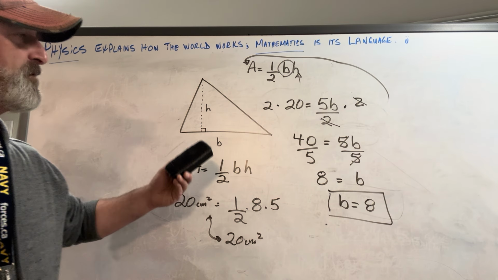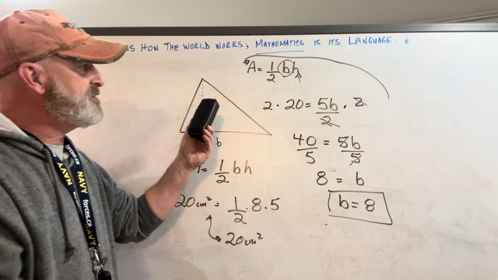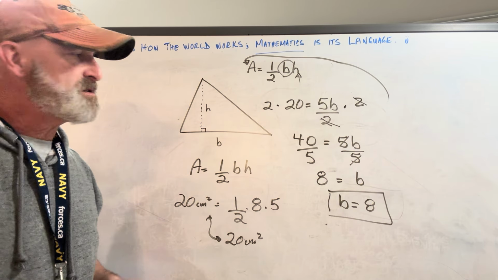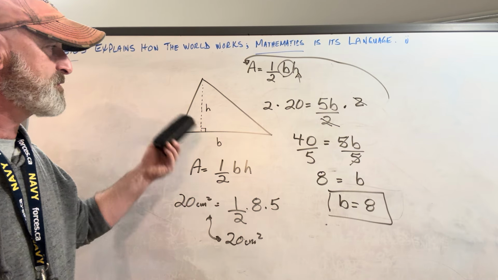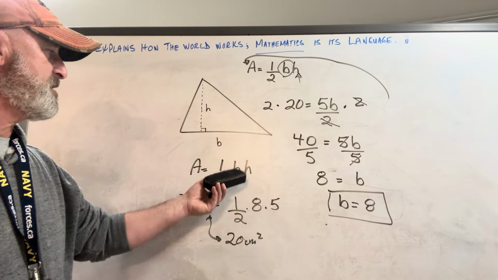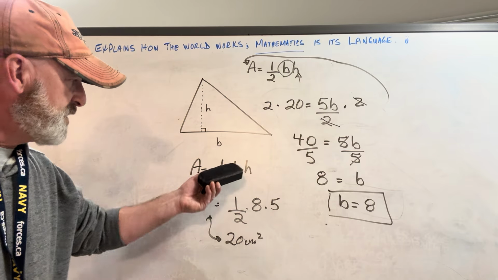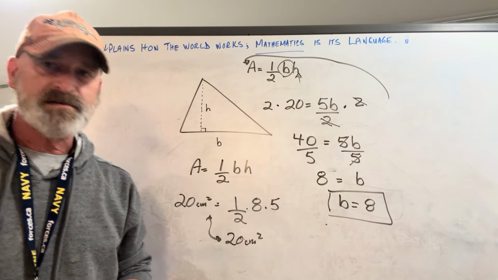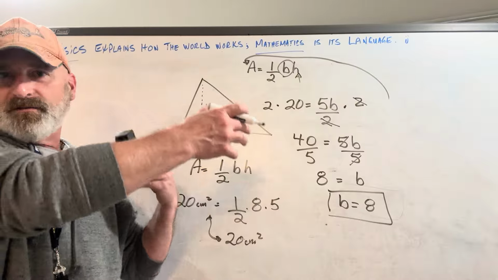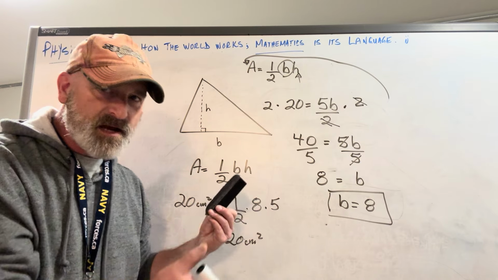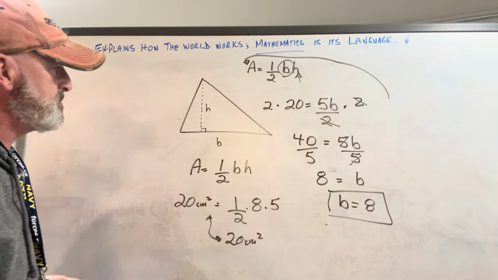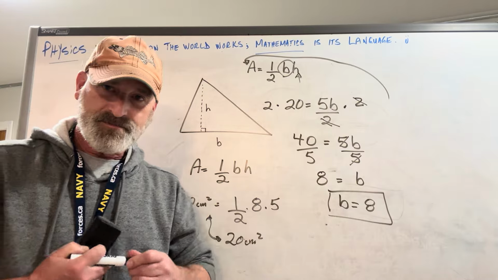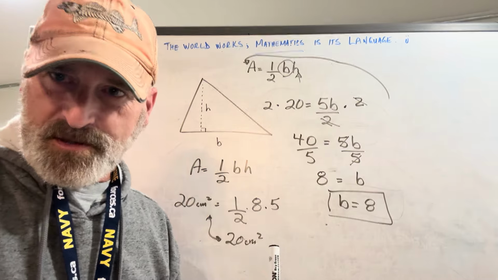And we figured out that for that question, if you're given an area of 20 square centimeters, a height of 5 centimeters, then we figured out that the base was 8. Just by working backwards and forwards through multiplication and division to figure out another problem. All right, pause for the next one.